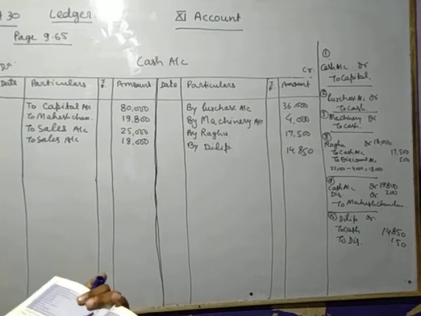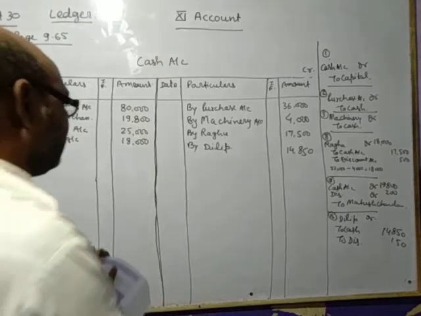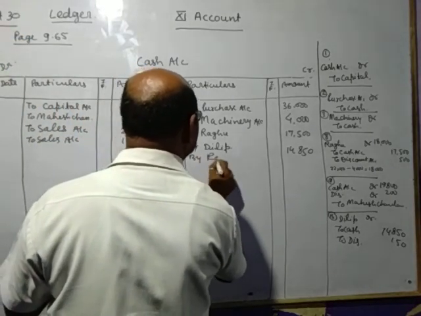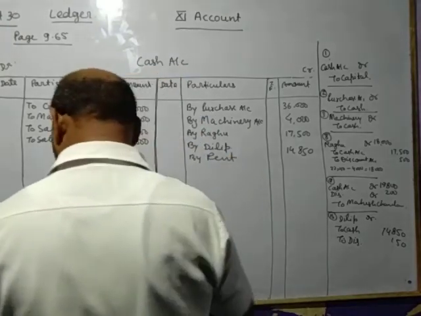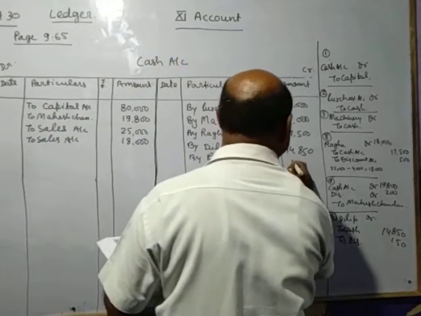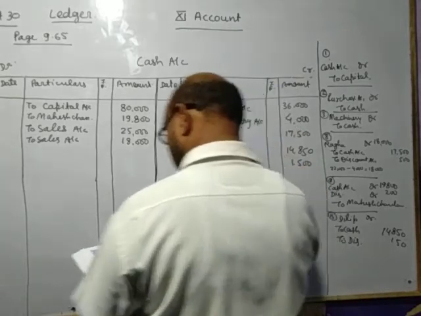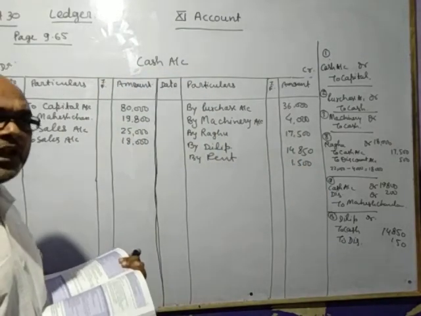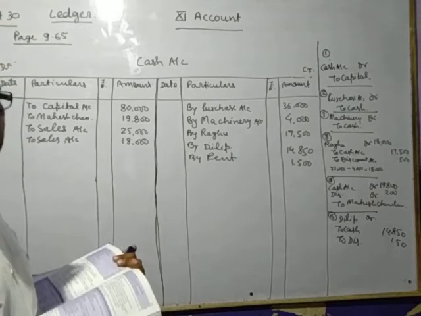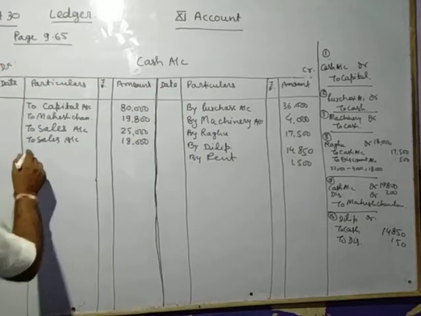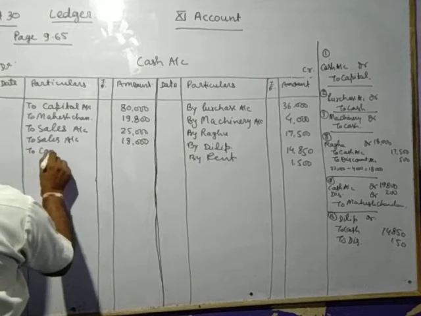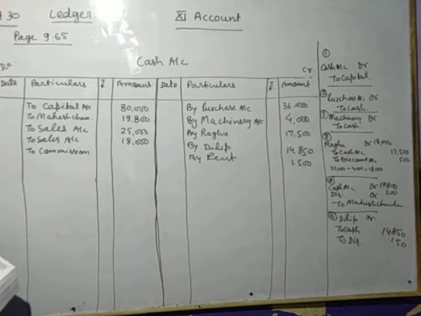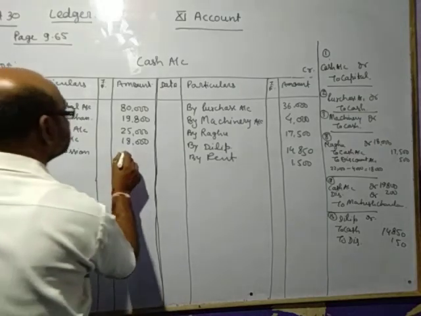Paid for rent. So rent account debit to cash. So cash is credit, on the credit side by rent, and the amount of rent is 1,500. Received for commission. So cash account debit to commission. So cash account debit, on the debit side you will write to commission. That commission is 2,000.